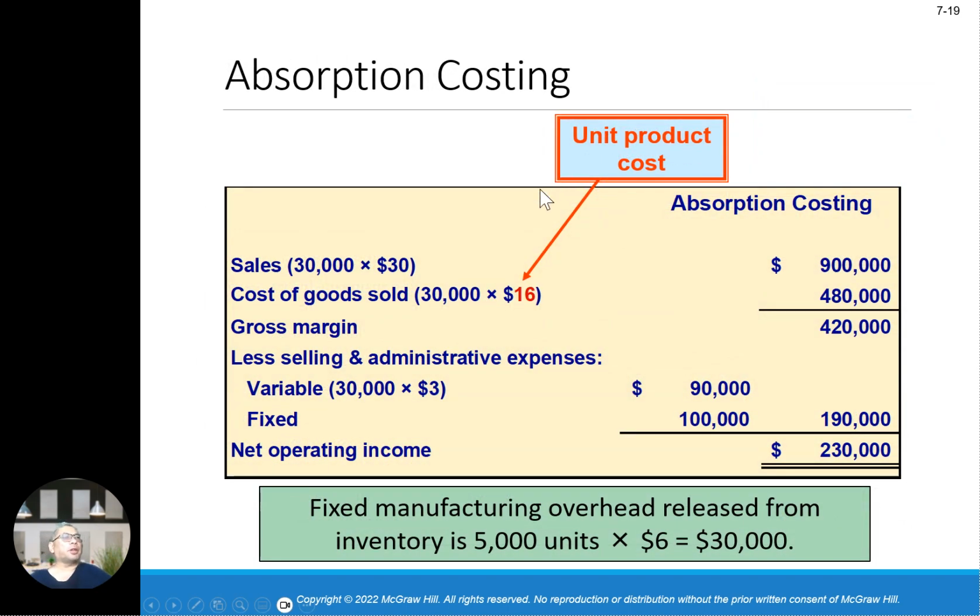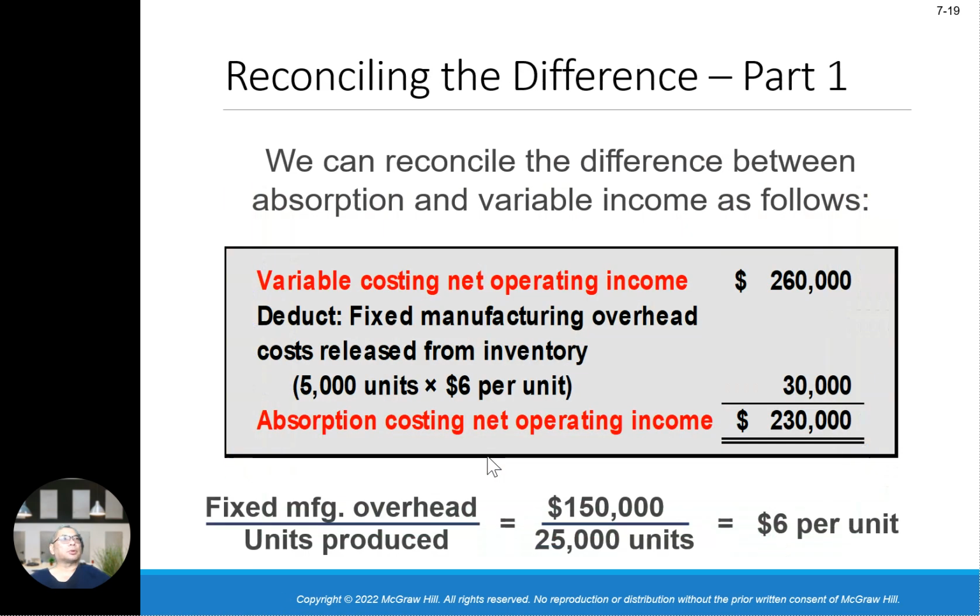In absorption costing, however, it's a different way. COGS will be 30,000 times 16, 480,000, gross margin 420,000, you got 230,000 here. This is what the unit cost of product cost included. With fixed manufacturing overhead released for inventory, 5,000 times 6, which is 30,000. So reconciling the difference between absorption and variable income will be as follows. Variable costing net operating income 260,000, deduct fixed manufacturing overhead 30,000, we get 230,000. So fixed manufacturing overhead will be 150,000 divided by 25,000, which is $6 per unit.